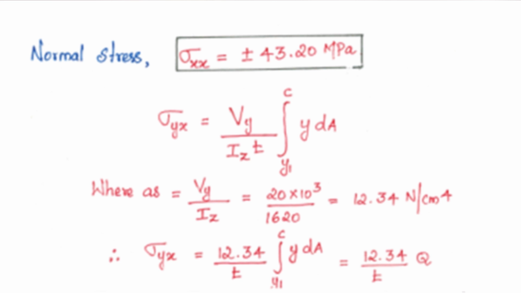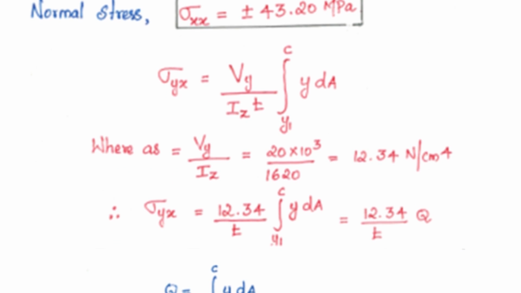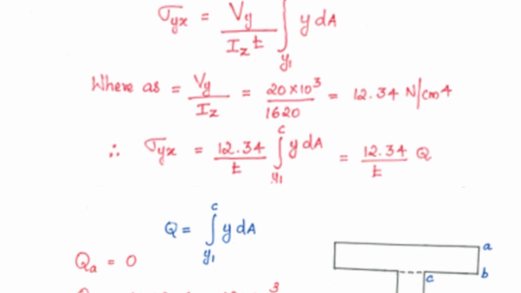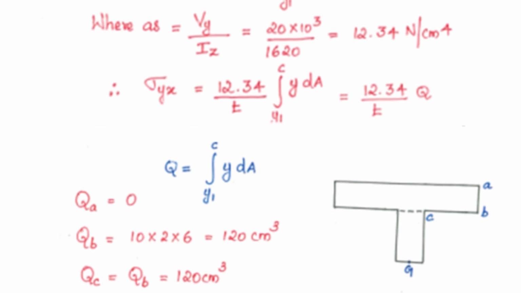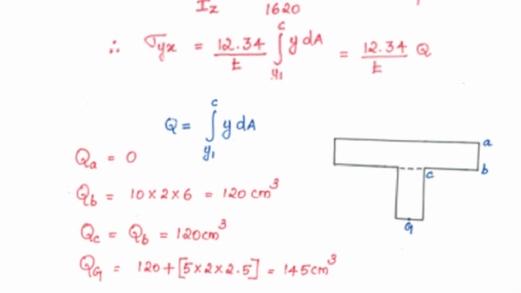See, the integral limit is y1 to c. Here Vy by Iz is constant, so I calculated it as 12.34 Newton per centimeter power 4. Then you can write 12.34 by t times integral y1 to c of y dA. That integral y dA I can write as Q. So, we will calculate Q alone first. Take regions A, B, C and G. First we will calculate Q at A. Since there is no area above A, QA equals 0, and next is QB.